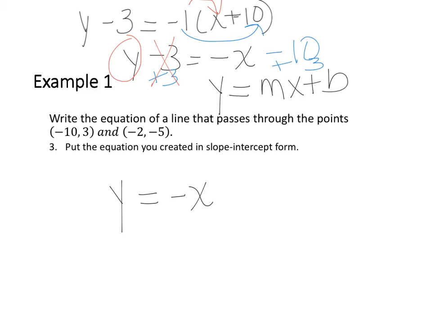So what I need to do is add the 3 to the negative 10. They're the like terms, the plain old numbers, so I put them together. So it is minus 7. So there is my equation in slope-intercept form.